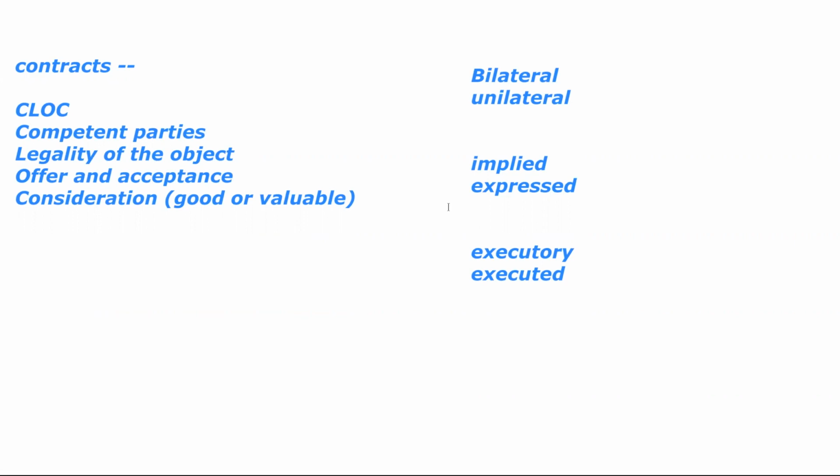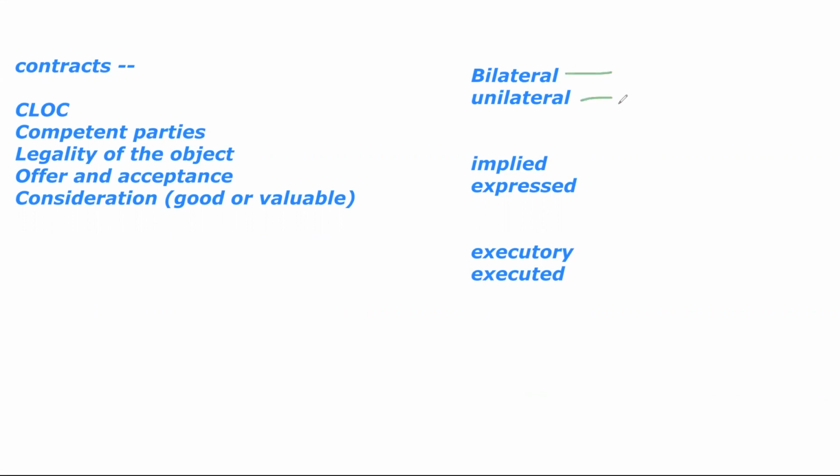So when I outlined on the left-hand side the essential elements of a valid contract, I'm simply talking about any contract, like a contract to buy my guitar off me, okay? Those are the essential elements, C-L-O-C. Those are the essential elements that you need in order to have a valid contract, okay? Now, that being said, let's talk about the difference between bilateral and unilateral first.